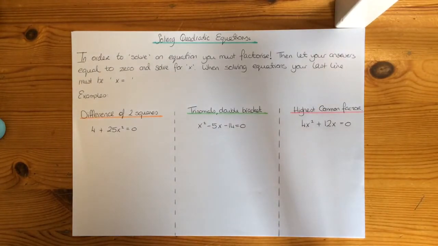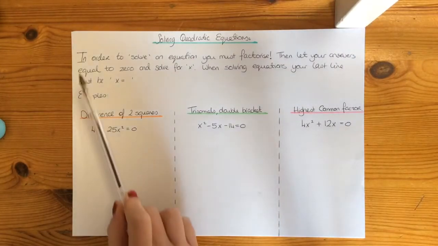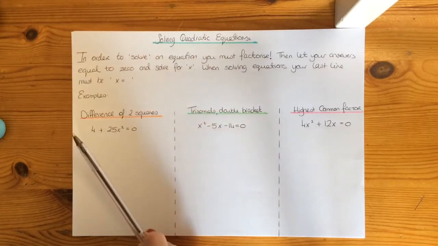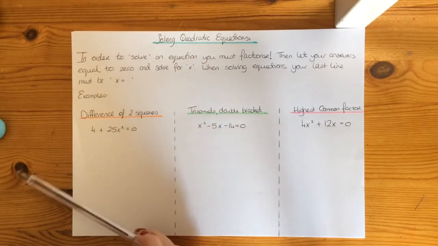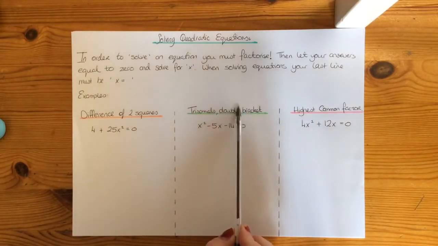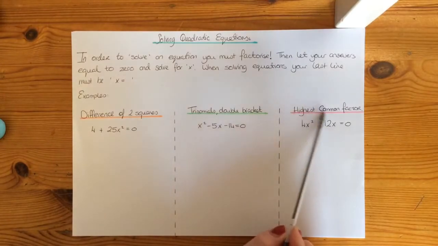Okay, so you already have prior knowledge in this and you did these in your mocks, so it might just take a little bit of refreshing your memory. So the major thing that you all definitely know how to do, or should know how to do, is the first part of solving an equation is to factorize. So you can see here, I've written, in order to solve an equation, you must factorize. Okay, so I've got three examples here. So we've got our difference of two squares factorizing, our double bracket trinomials, and our highest common factor.